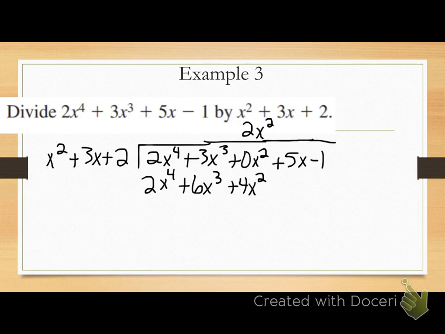Everyone getting the process down decently well? Subtract. I have 0x squared minus 4x squared, negative 4x squared. Very good. This is why we have to have that placeholder of 0, so we can do our subtraction with our like terms. Okay? 3x to the 3rd minus 6x to the 3rd.